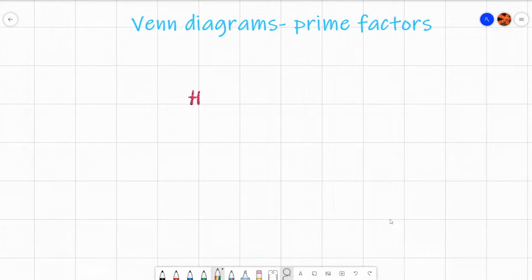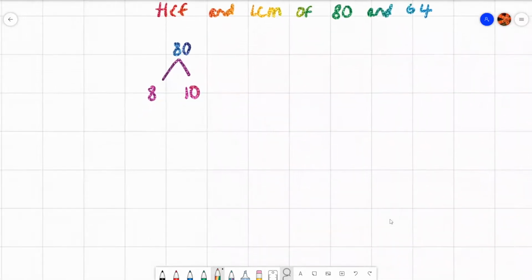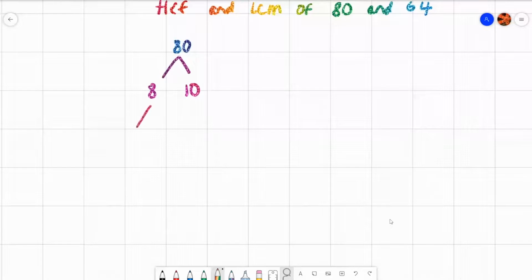So highest common factor and lowest common multiple of, we're just going to say 80 and 64. So we need to work out the prime factors of these numbers. We have got the number 80. We need two numbers that times together to make 80. I'm just going to say 8 and 10. Well, none of these are prime, are they? So you need to split them both up.